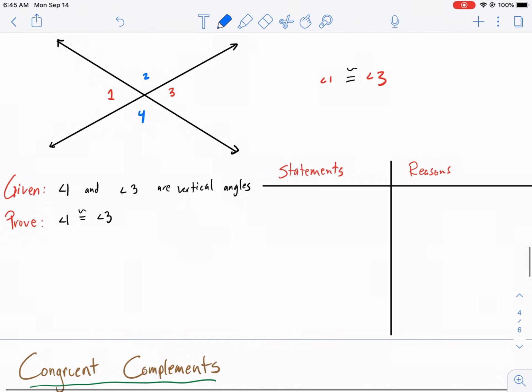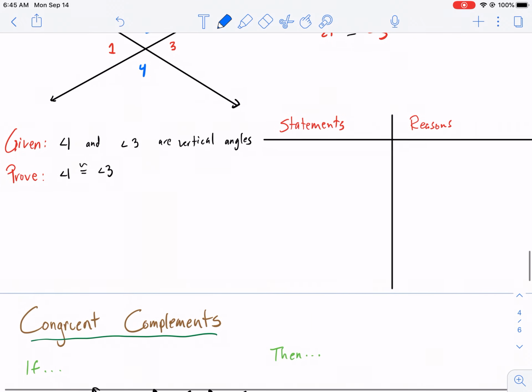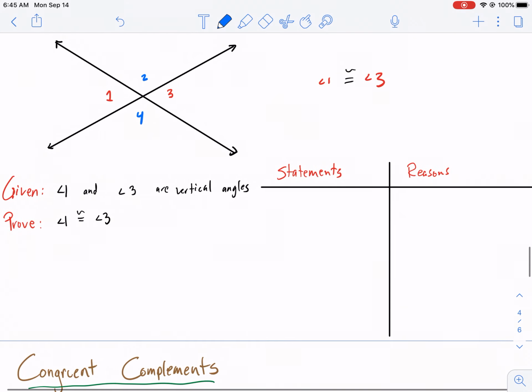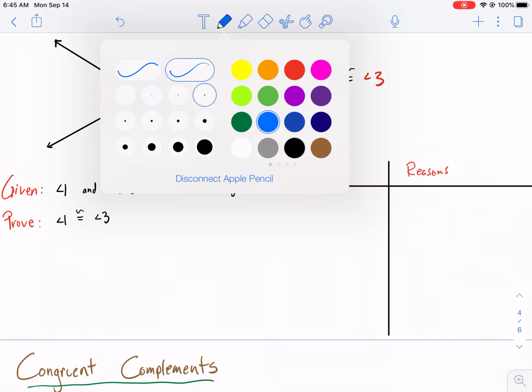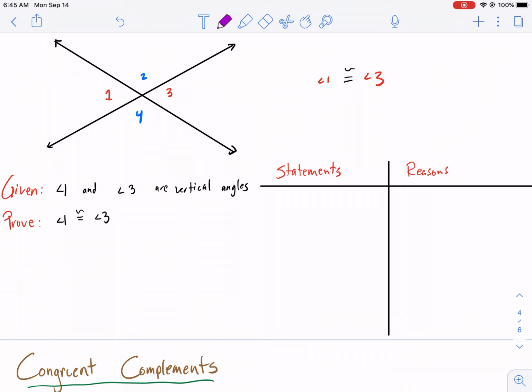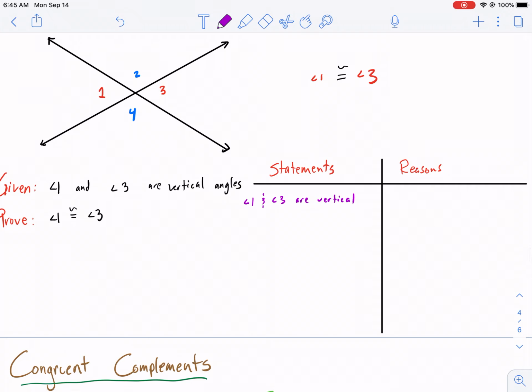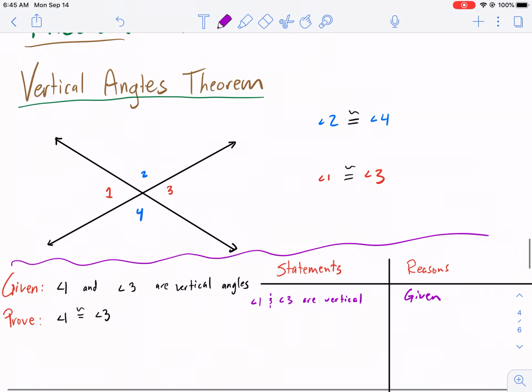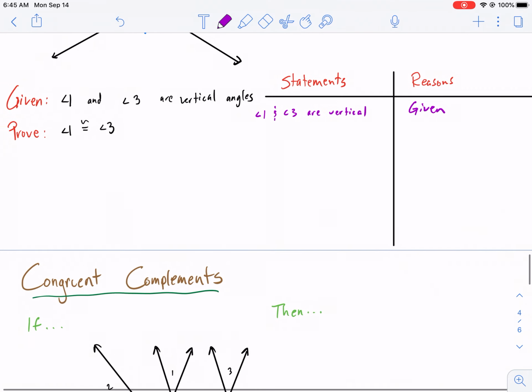So let's go ahead and get started with this proof. Angle 1 and angle 3 are vertical angles. Let's prove 1 is congruent to 3. We can't just say, oh, it looks like it. Let's make a proof. The first step is we're going to say angle 1 and angle 3 are vertical. We're going to shorten things just to make it easier to write. What's our reason? This is because it's given. It gives us this information. This is its own separate problem. We don't know this yet; we're trying to prove this, but we're just establishing the givens and moving on from there.